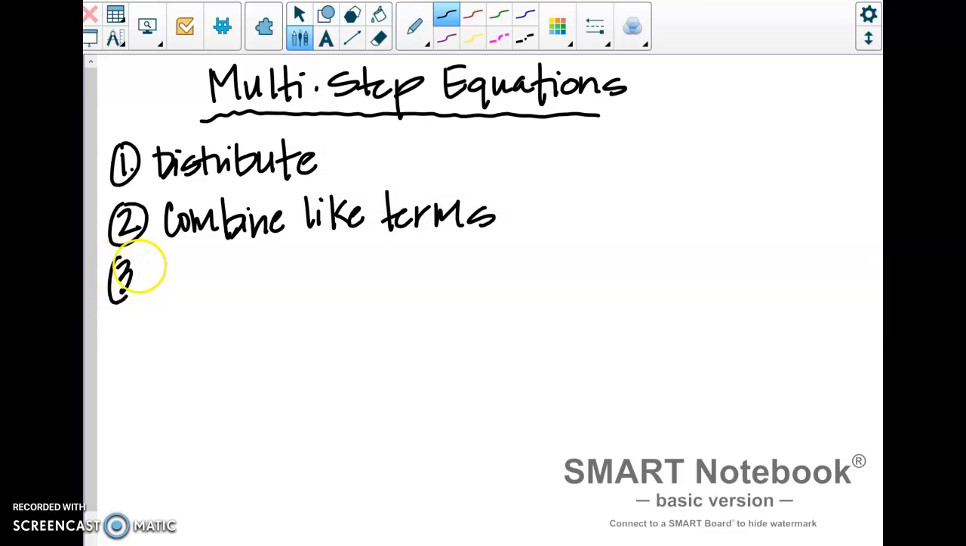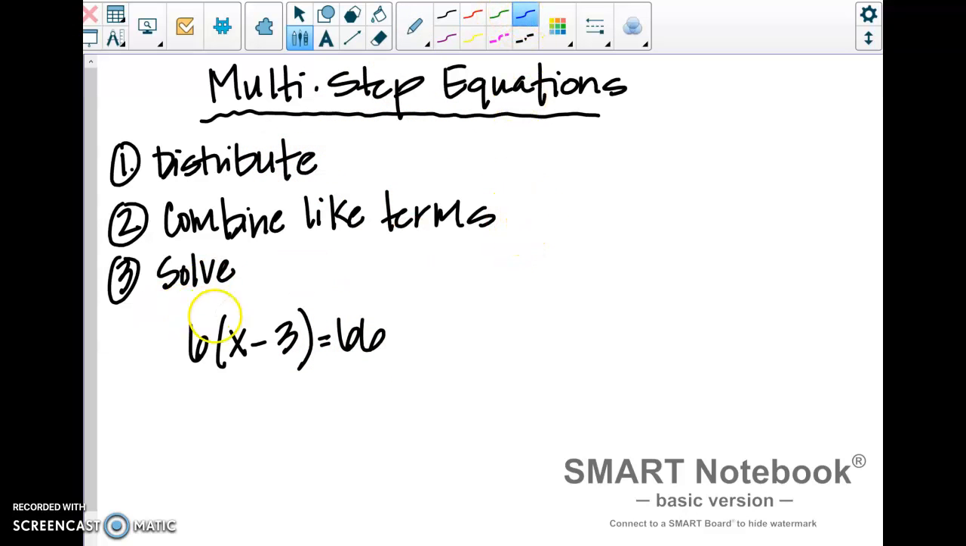And then your third step is to solve. That could be one step, could be two step. It depends on the problem, but you always start with the distributive property, then combine like terms, and then you solve the equation. So for example, if we have 6(x - 3) = 66, look at your steps. First thing it says to do is distribute.